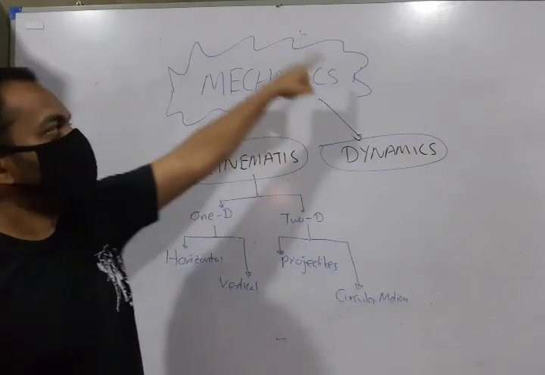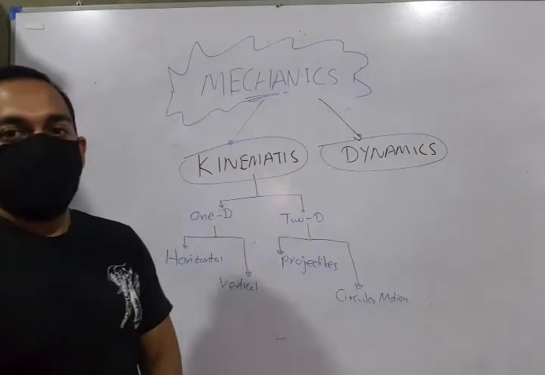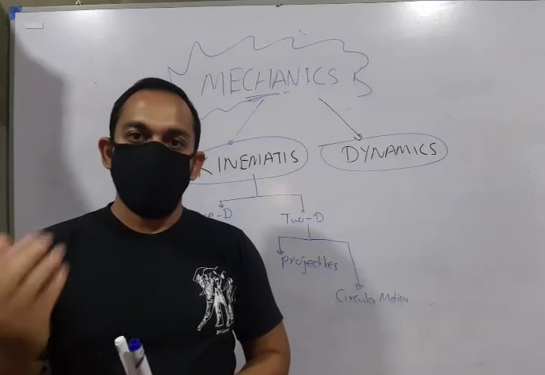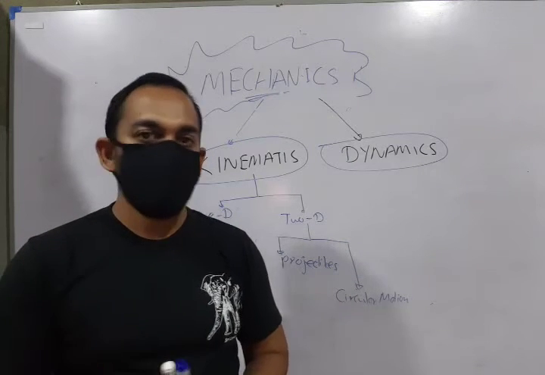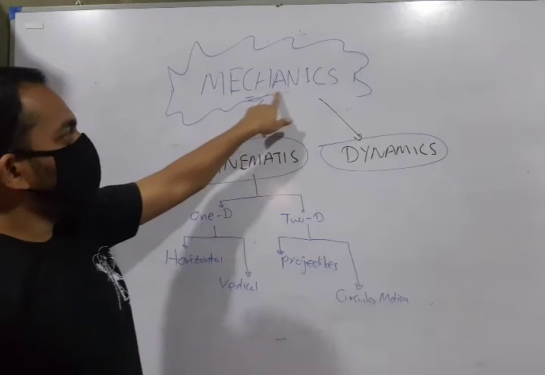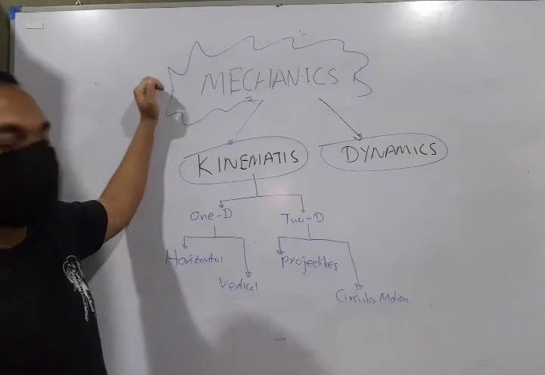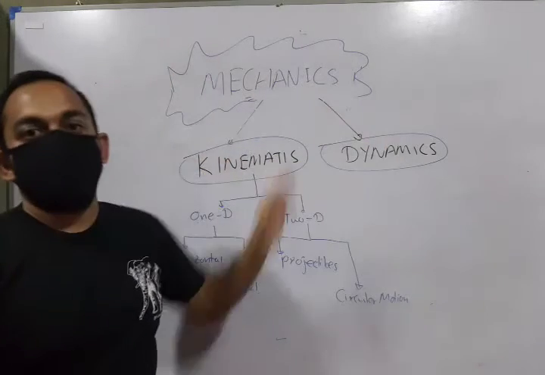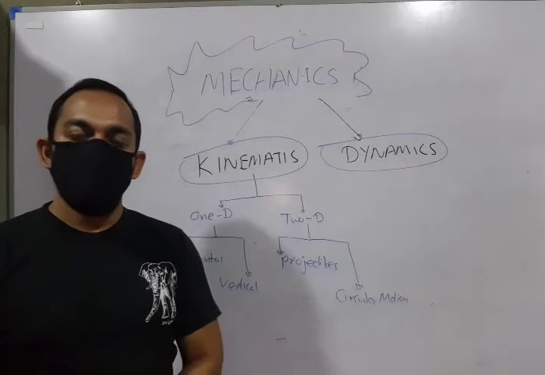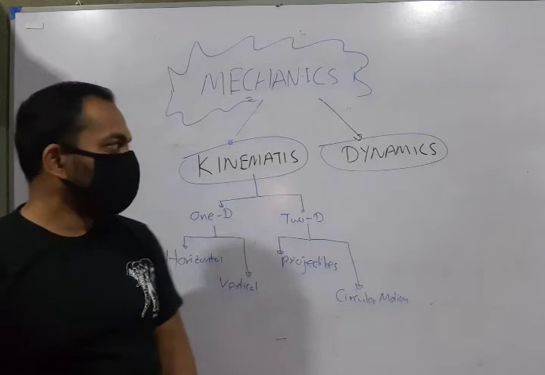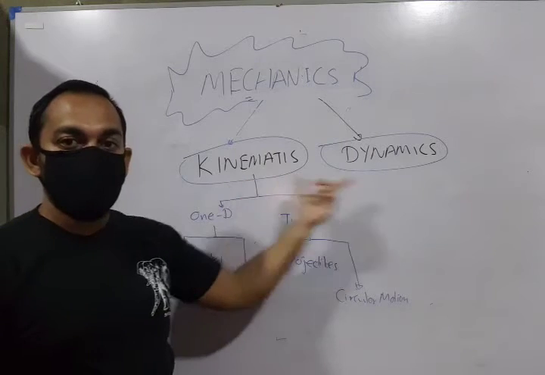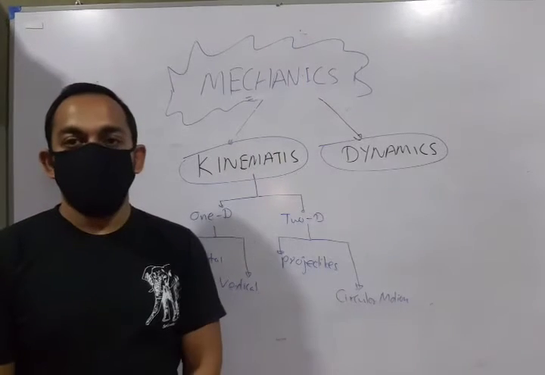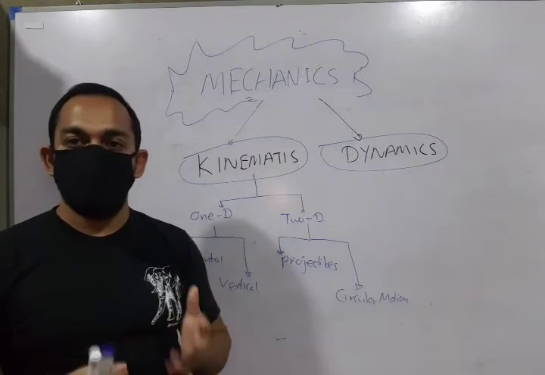You can see here that this word is mechanics. In what field of physics does the motion of particles belong? There's this field of physics called mechanics, which comes under classical mechanics. Motion of particles is studied under this part. Mechanics is basically divided into two major parts called kinematics and dynamics. Together they form this major field called mechanics. Under mechanics we study the motion of particles or objects.